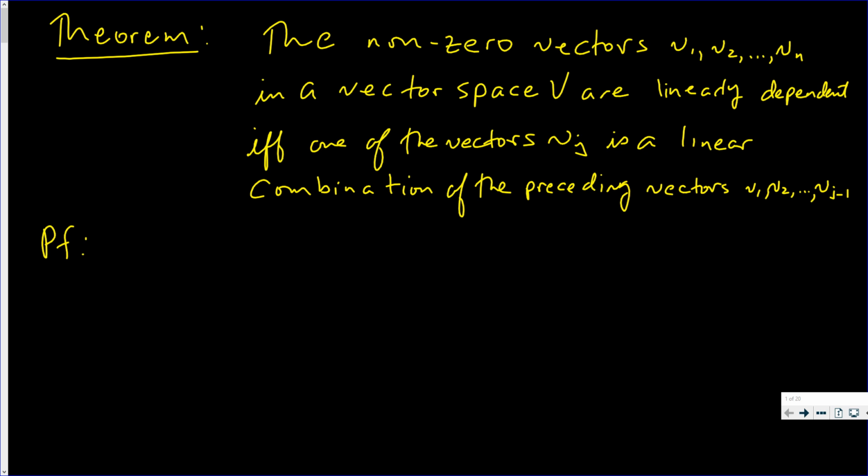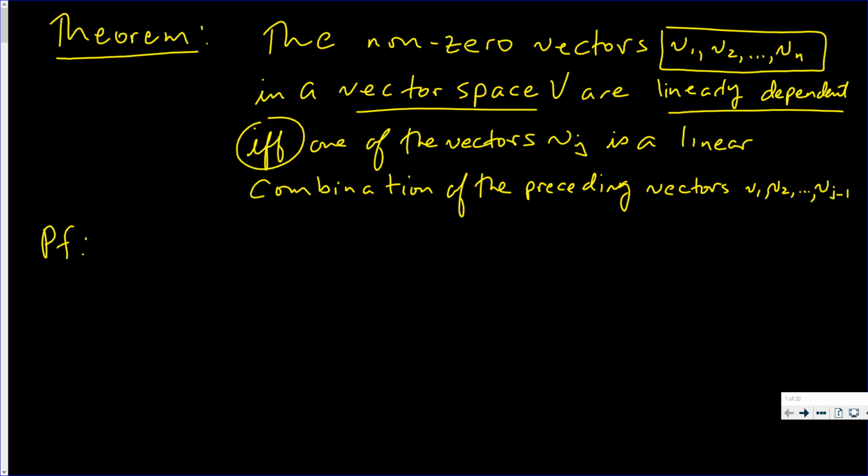This video wants to show that if these n vectors are non-zero vectors in a vector space V, then they're linearly dependent if and only if some Vj is a linear combination of their preceding vectors. Okay, so let's prove this.